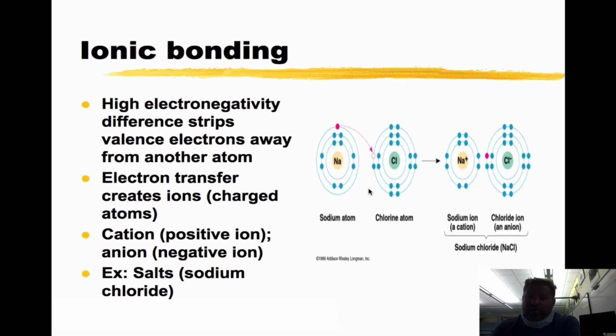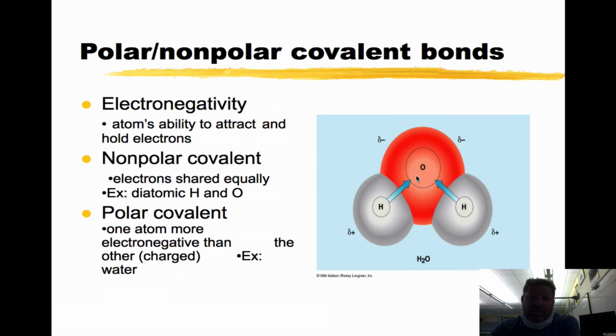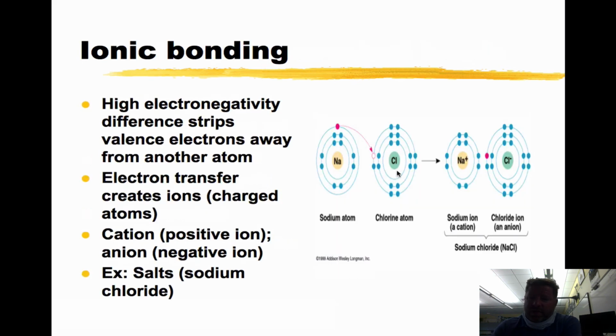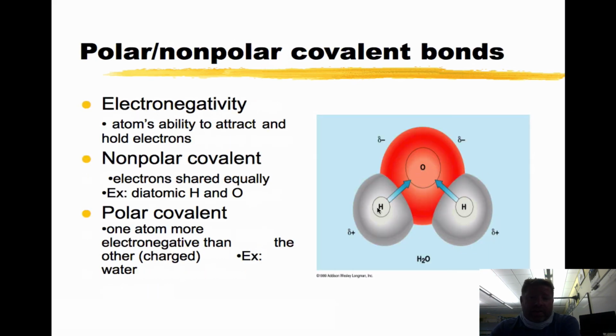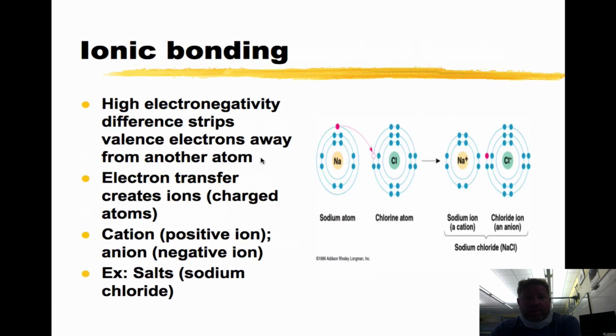Ionic bonding. So I'm going to go back to that thing we just talked about here. Remember I said oxygen was a fat guy? Oxygen was a fat guy, and hydrogen's a skinny guy. In this case, the fat guy wins the electron but doesn't take it away completely. Hydrogen still has a little bit of a hold on it. In ionic bonds, it's a little different.